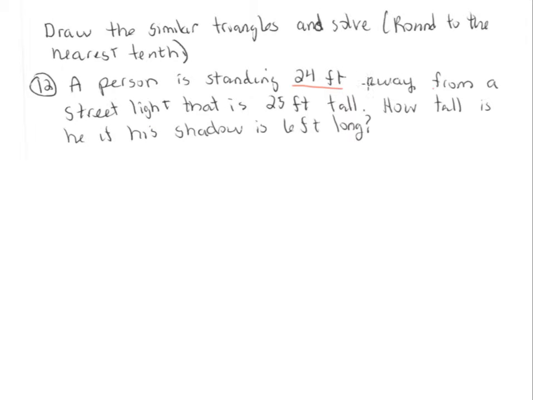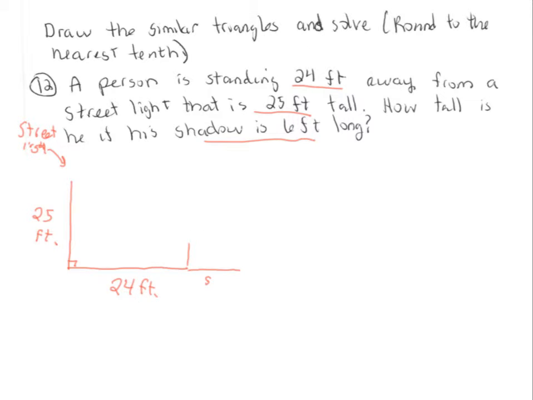Now we're looking at number 12, and this one has you draw the picture. So you've got to think about what's happening with shadows and sun and the light and how it casts shadows. So here I have a street light, and then I have a person standing 24 feet from the street light, and we know the street light is 25 feet tall. Now this person casts a shadow that is 6 feet. So we want to know how tall must the person be. There's the shadow.